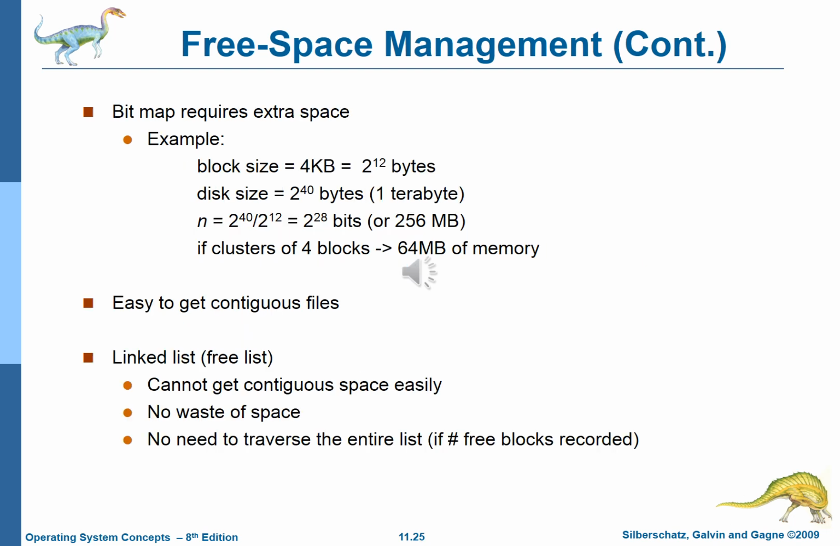The bitmap requires some extra space. For example, if the block size is 4 kilobytes, which is equal to 2 to the power 12 bytes, and the disk size is 1 terabyte, which is equal to 2 to the power 40 bytes, then the number of blocks is 2 to the power 40 divided by 2 to the power 12, which is 2 to the power 28. So these many bits are required. So the total memory required is 256 megabytes. If clustering is done, meaning 4 blocks are combined into a cluster, then in that case 64 megabytes of memory is required.